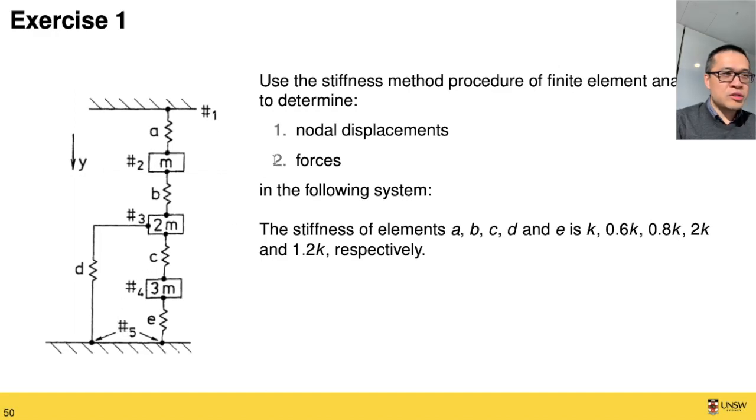We want to work out the nodal displacements, and also what the corresponding forces are on each one of these nodes. It is also given that the stiffness of all the springs, A, B, C, D, and E, are K, 0.6K, 0.08K, 2K, and 1.2K respectively. Throughout this exercise, I will show you a trick to allow you to work out the stiffness matrix faster, for simple cases like this.